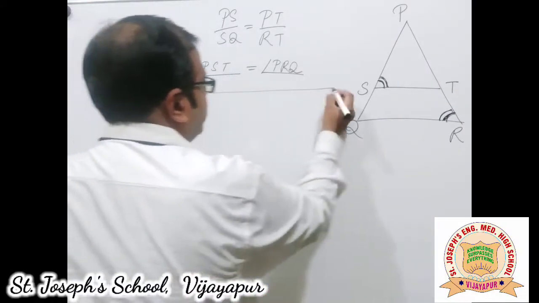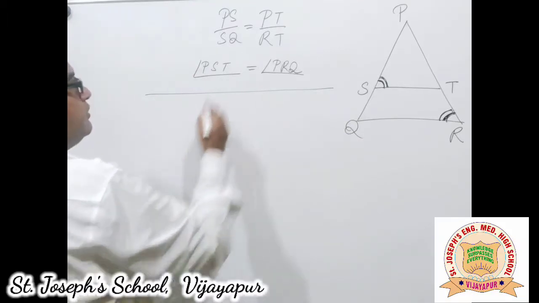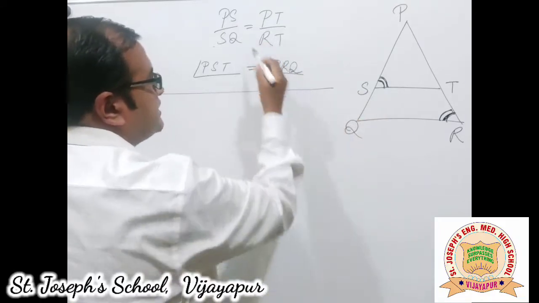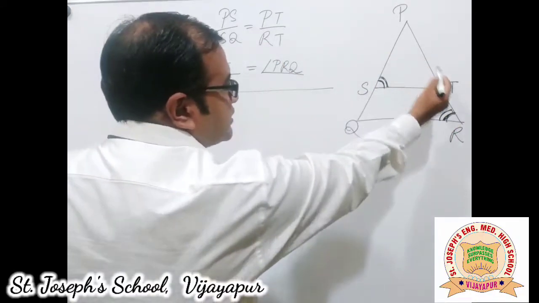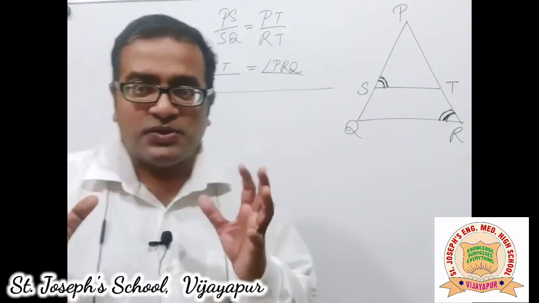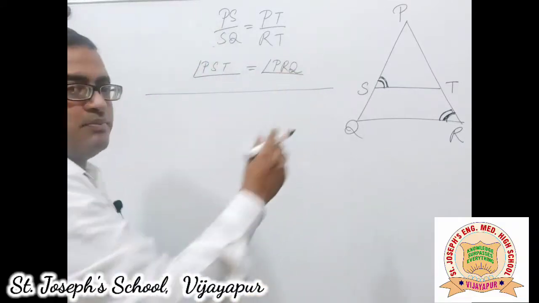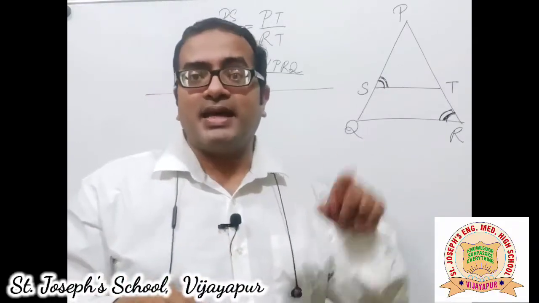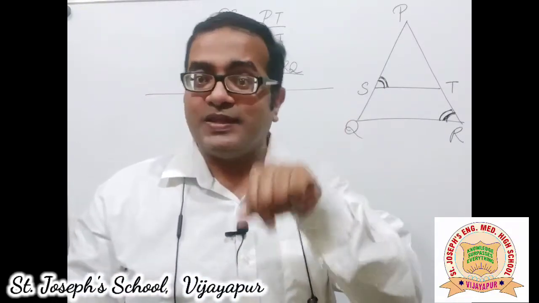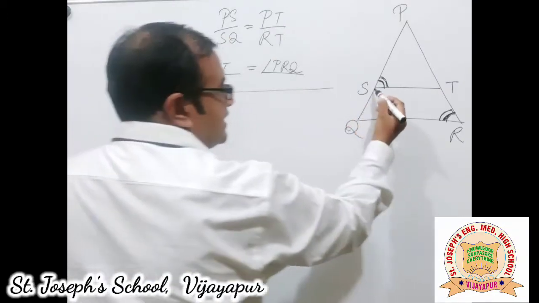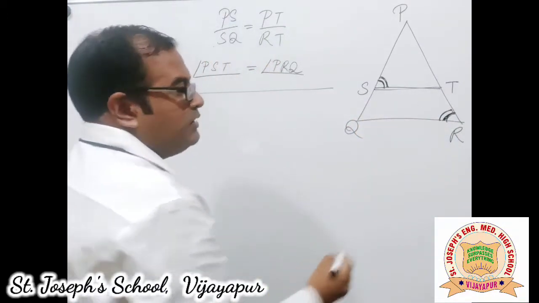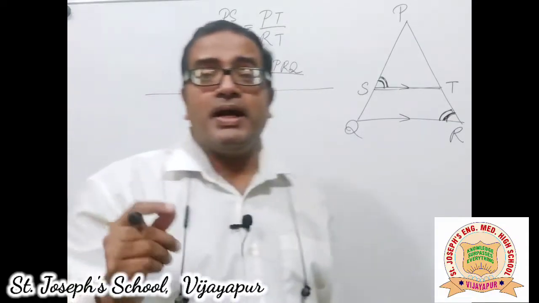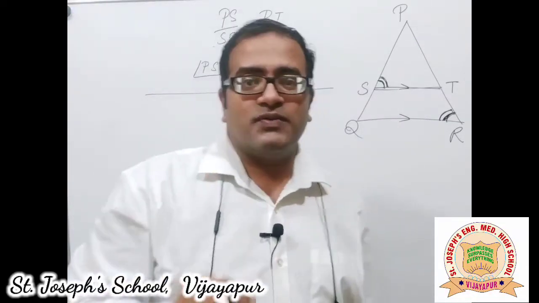First of all, let us look at the solution now. Given is PS by SQ, that is first part upon second part, is equal to PT by RT, which is again first part upon second part. Try to remember that. If the sides are proportional, then we can say that the line is parallel to the third side. So the line here is the ST line, which is dividing. So we can say ST is parallel to QR by not the theorem but the converse of the theorem.